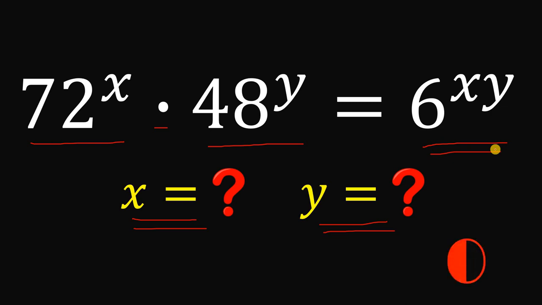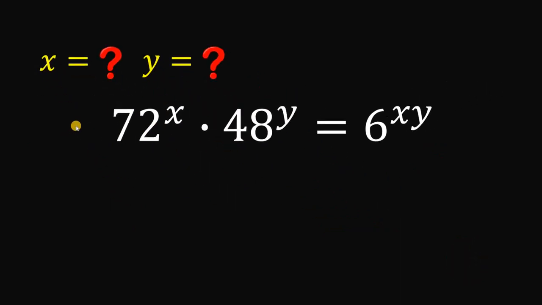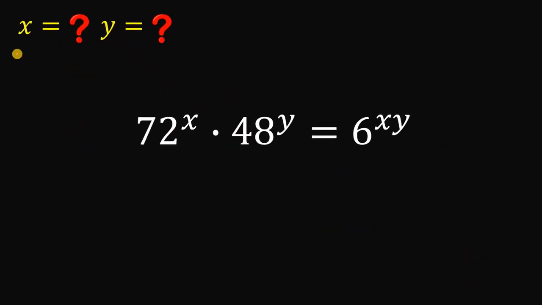And now, let's answer this question together. Our goal in this question is to solve for the values of x and y that satisfy this equation: 72 raised to x times 48 raised to y equals 6 raised to the power of xy. So, how are we going to answer this kind of question?